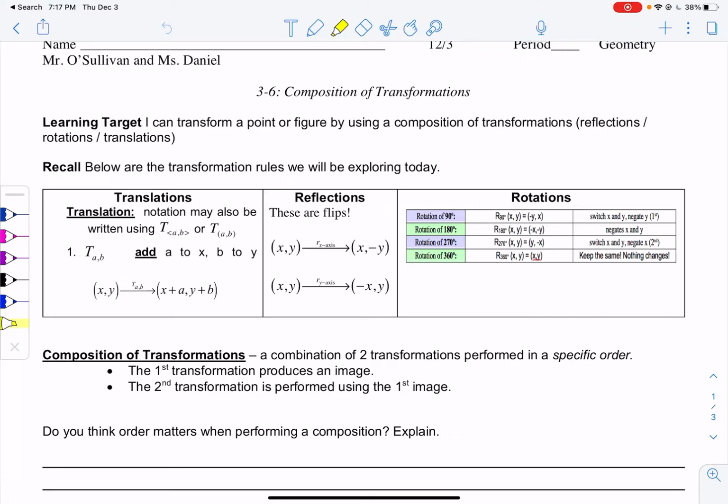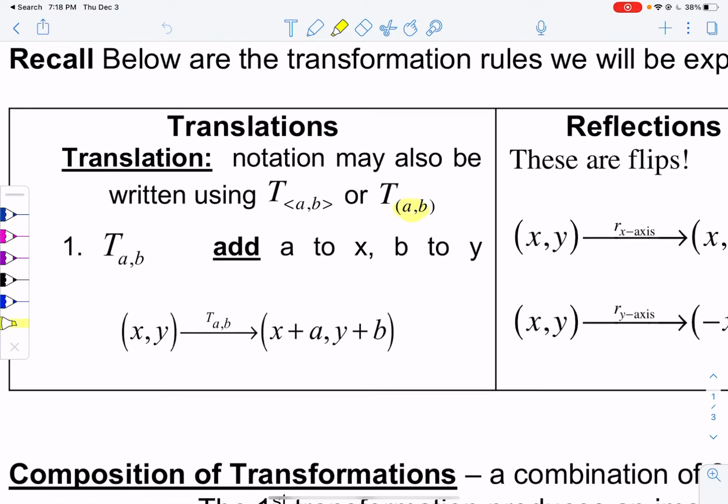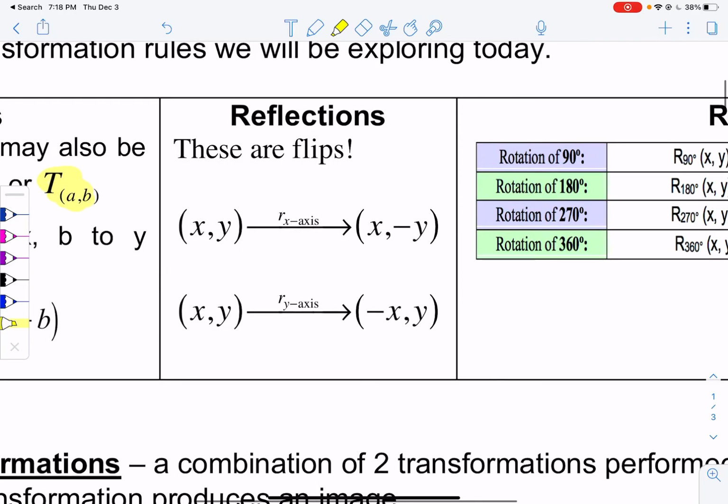We're going to be looking at translations, reflections, and rotations. In translations, this is the notation we're going to be using, T and then a little a and a little b. Remember, whenever you're doing a translation, you are just focusing on adding and subtracting. There is no multiplication and there is no division. Then we're going to be looking at some reflections. Whenever you see a reflection, I just want you to think of flips.